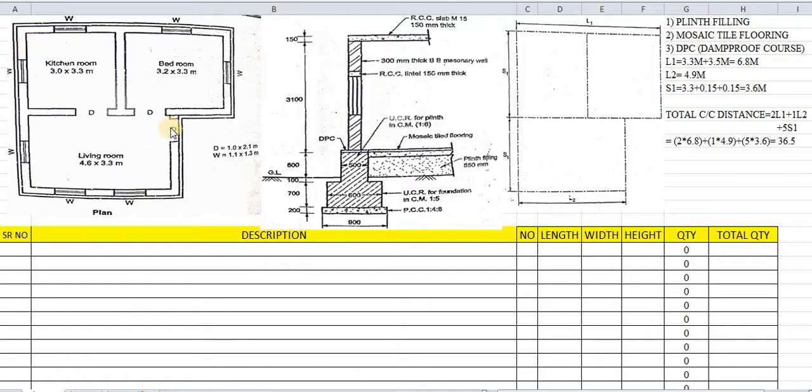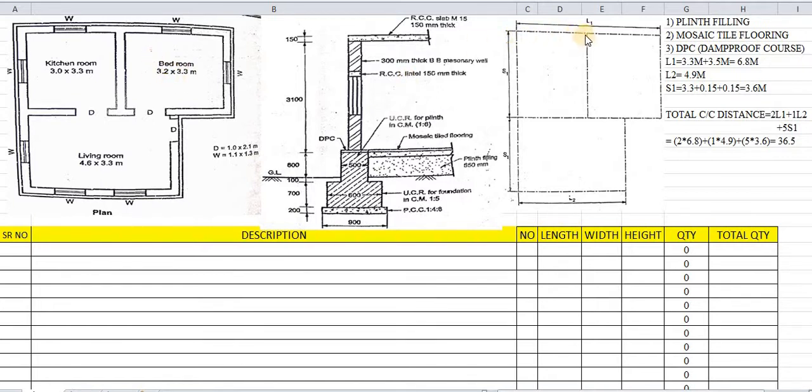So first we have to draw the center line plan. The center line plan is to be passed through the center of the wall. Here the kitchen length has been mentioned as 3 meters. Again 300 mm is the wall thickness, so 0.15 plus 0.15, that is 3.3 is the total center to center distance of this kitchen. Again 3.2 plus 0.3, that is 3.5. So I have already taken this 3.5 here also. The 3.5 is the center to center distance of this bedroom.